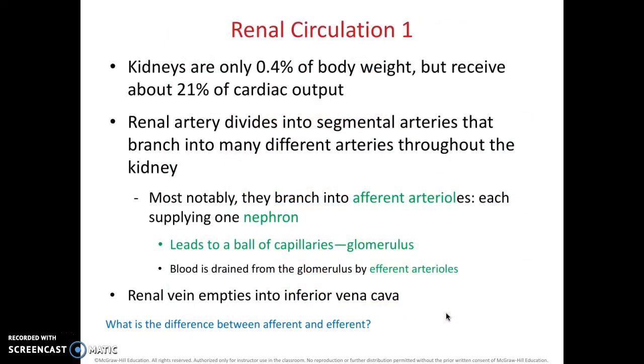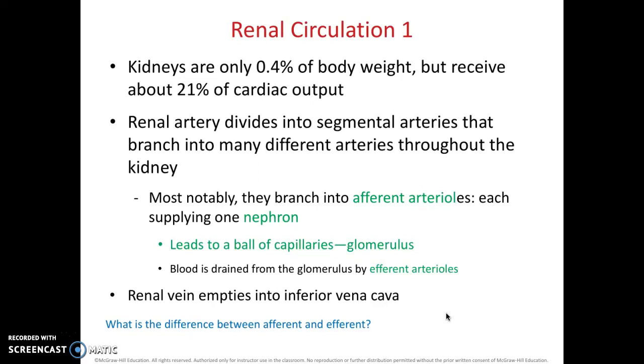So the kidneys are only a tiny bit of body weight, but receive about 21% of cardiac output. The renal artery divides into segmental arteries that branch into different arteries throughout the kidney. They branch into afferent arterioles, with one supplying each nephron. This leads to a ball of capillaries called the glomerulus. Blood is drained from the glomerulus by efferent arterioles.